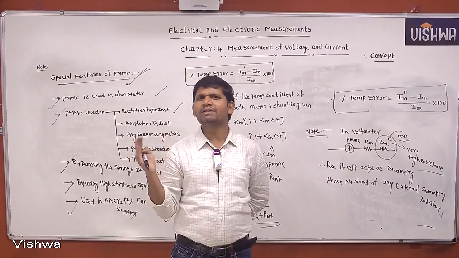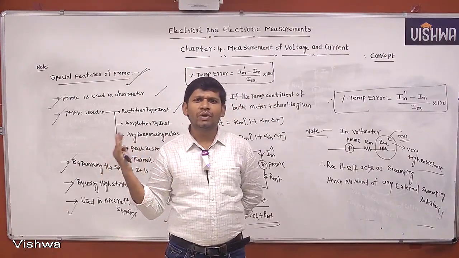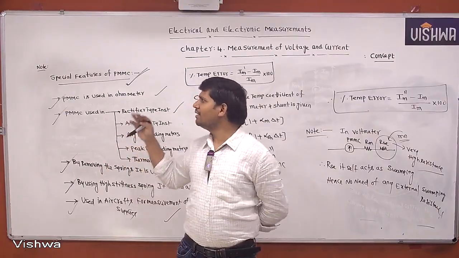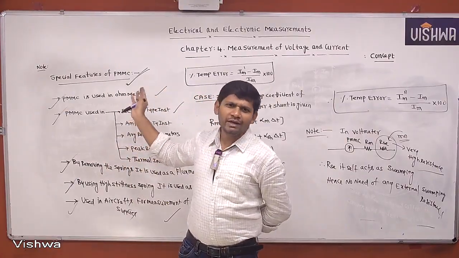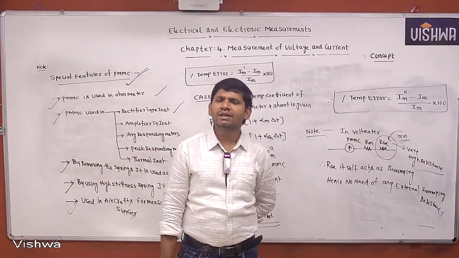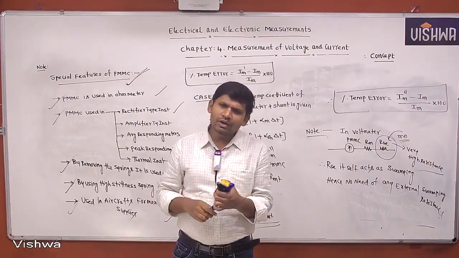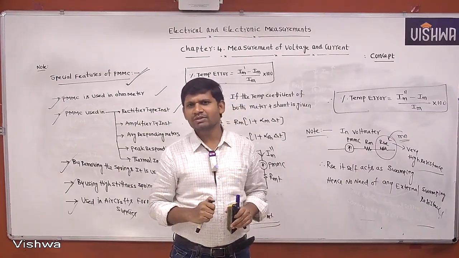The next one is what the swamping resistance is. The purpose of using swamping resistance is to reduce the temperature errors. Then how to calculate temperature errors, and what the special features of the PMMC instrument are. With this, the theory concepts with respect to PMMC are completed. In the next session, we will continue with the classroom workbook questions based on PMMC.